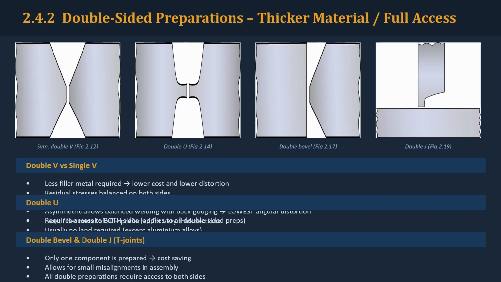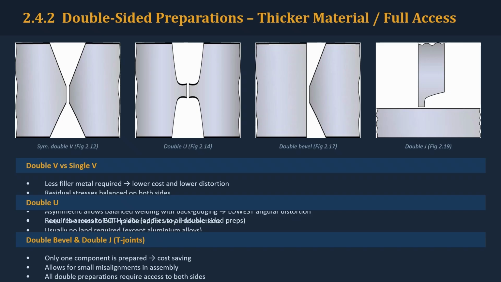The presentation also introduces the asymmetric double V preparation. In an asymmetric arrangement, more weld metal may be deposited from one side and the remaining portion completed from the opposite side after appropriate preparation of the root. This approach can be used to balance the welding sequence and reduce distortion. The W preparation provides an even greater reduction in weld volume and can therefore be particularly advantageous for very thick sections. However, the manufacturing cost is higher because machining is generally required.